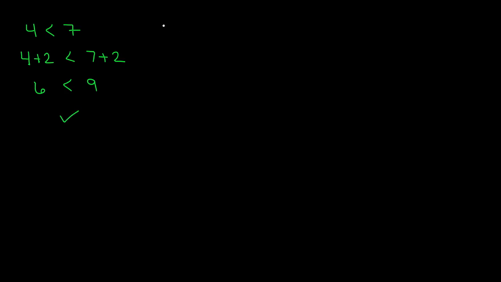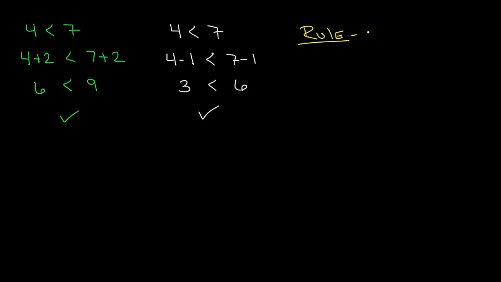If I start with 4 is less than 7, and I subtract something, say 4 minus 1 is less than 7 minus 1. That works. That says that 3 is less than 6, and that works. So, general rule: if A is less than B, then A plus C is less than B plus C.